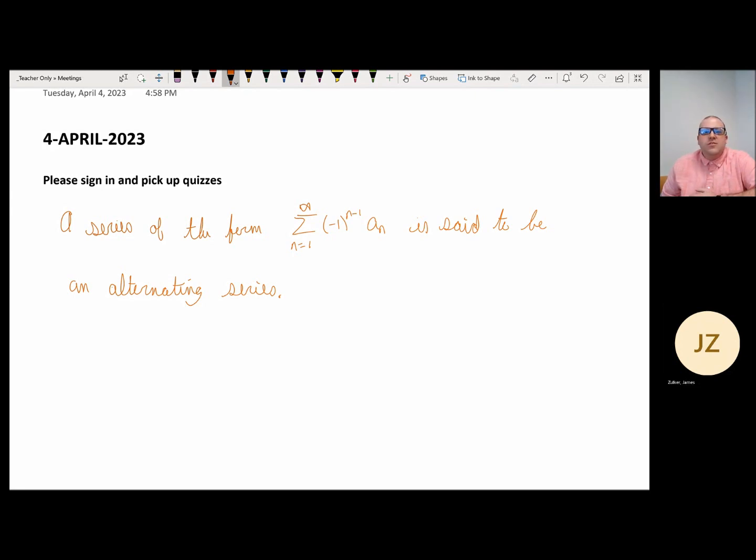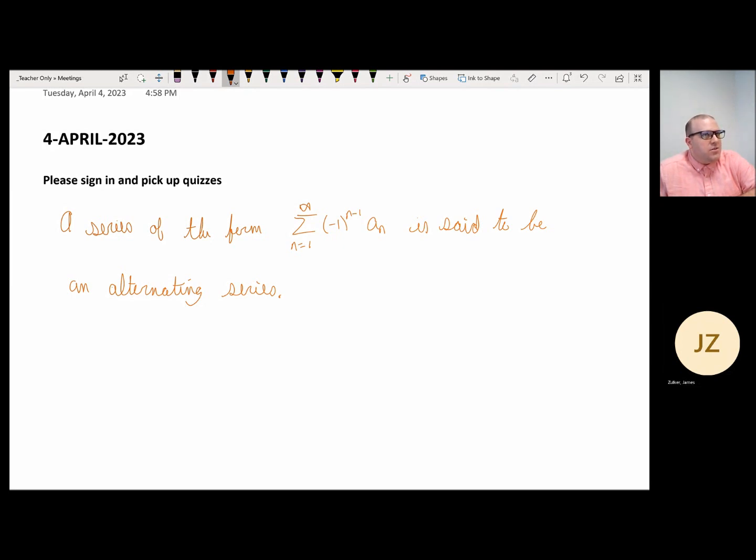Can the series be alternating even if it doesn't follow like every other? Then it's not said to be alternating. So you could have a series like 1 plus 2 plus 3 minus 4 plus 5 plus 6, right? Minus something like that. That is not said to be alternating.